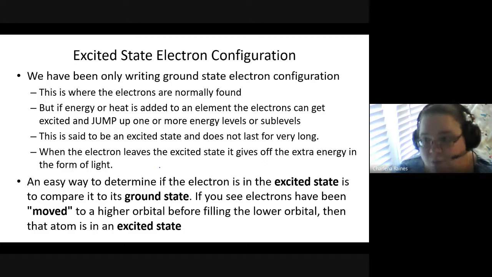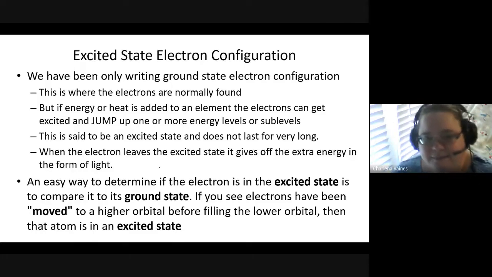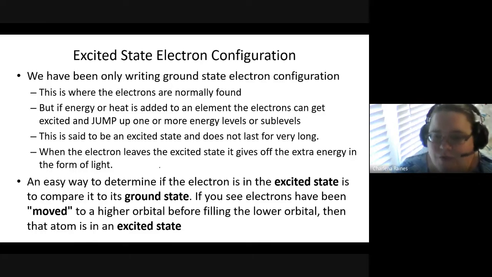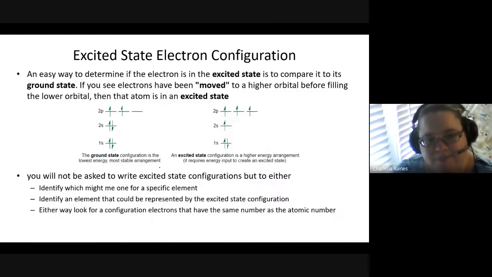The neat thing is when they fall back down, they give off light. This was what Bohr used to determine the energy levels, the light given off by hydrogen when it was excited. But basically, as a first-year chem student, I just want you to identify if something is excited. And the easy way to do this is to look at the configurations and see if things are skipped, or if there are zeros in places where there would normally be numbers. Because basically, in an excited state, we're looking at electrons where they don't normally belong. They are at a higher energy level.